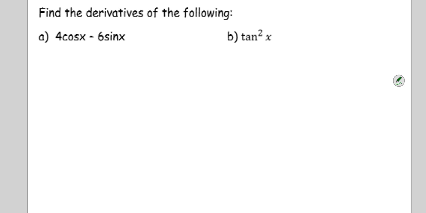Alright, so let's do some math. We've only got 20 minutes, we'll get through it. Find the derivatives of the following. This is a nice one. So for cos x, what's the derivative of cos x? Negative sine x. Bella, what's the answer? Okay, let's go. What is it? 4 sine x, yeah.